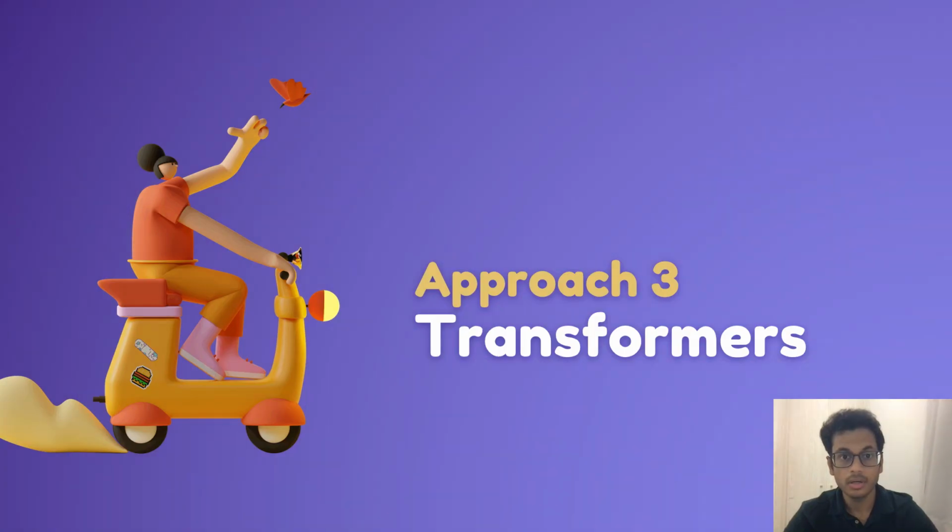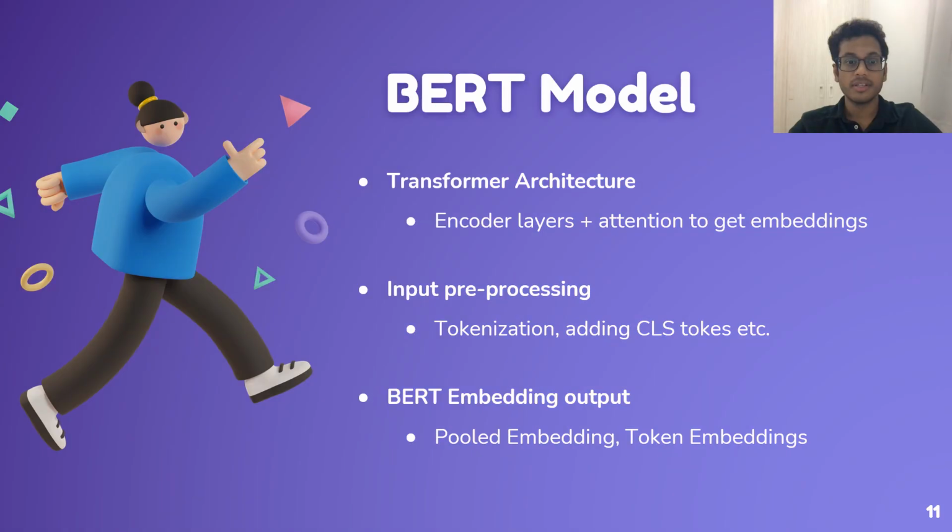Let's have a look at the transformer architecture with the example of the BERT model. The BERT model is made up of the encoder layers of the transformer architecture along with the attention mechanism. It requires some input preprocessing, such as the tokenization of the sentence and adding a CLS token in the beginning. It outputs embeddings in the form of a pooled embedding, which corresponds to the embedding of the entire sentence, and also the token-wise embeddings.